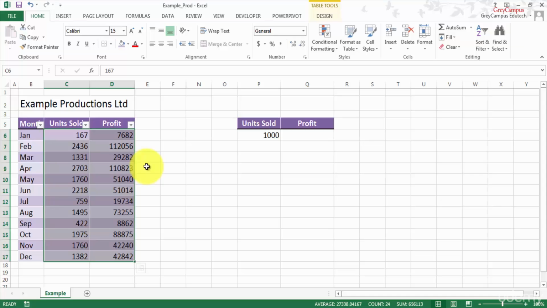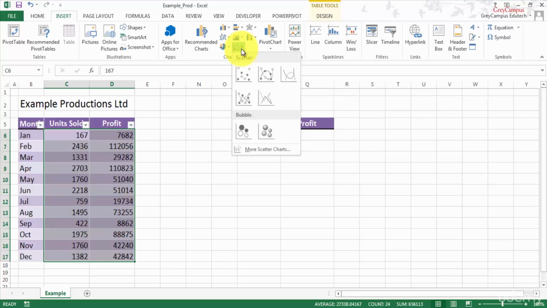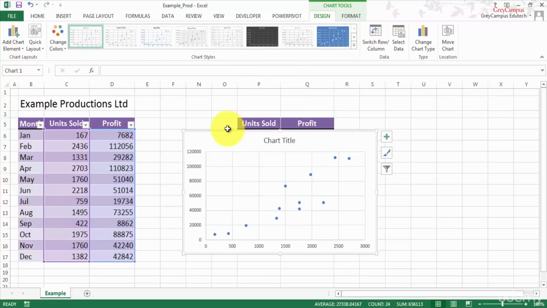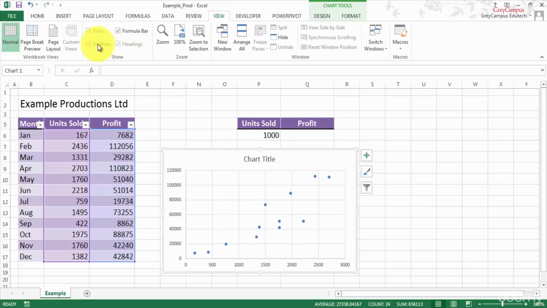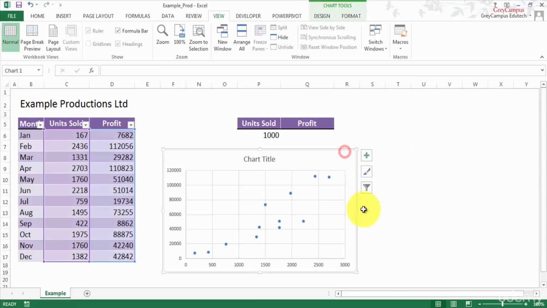But this time we will be using a better function to do this analysis. First of all, I need to gather the correlation between these two items. So I will select this, then go to Insert and plot a chart here. To find out correlation, there is a chart known as a scatter chart. We will plot this particular chart. So this is my chart. Let's remove the grid lines here, so that it looks like this.